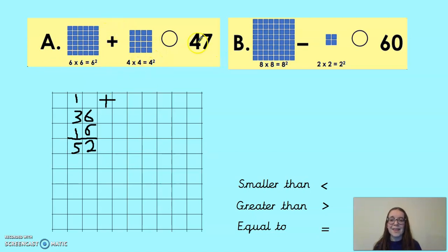And I can see that that is greater than 47. So I'm going to take my greater than symbol and I'm going to pop it in over here. So that first sum, we've solved it by working out what 6 squared plus 4 squared is. And is it smaller than, greater than, or equal to? Well, it's definitely going to be greater than 47 because 52 is greater than 47. Fantastic. Let's have a look at B.